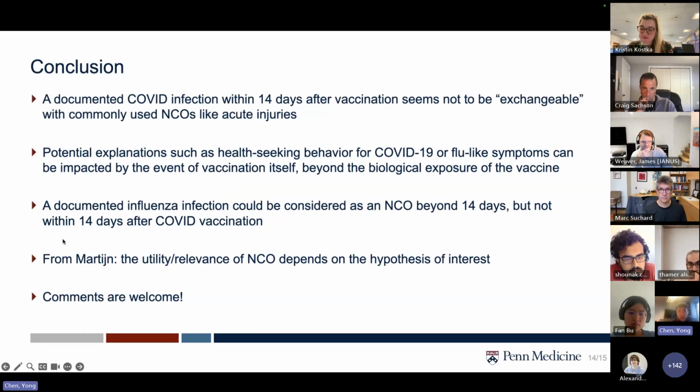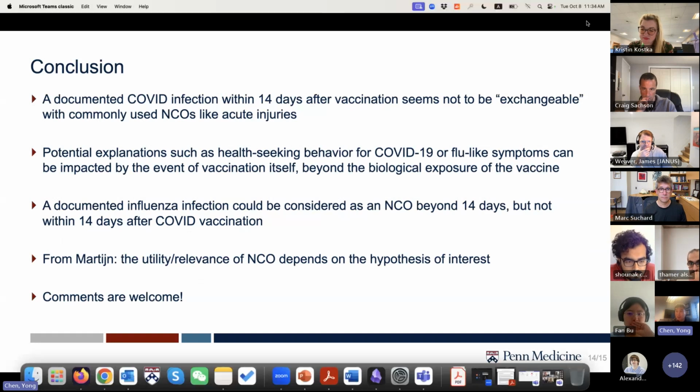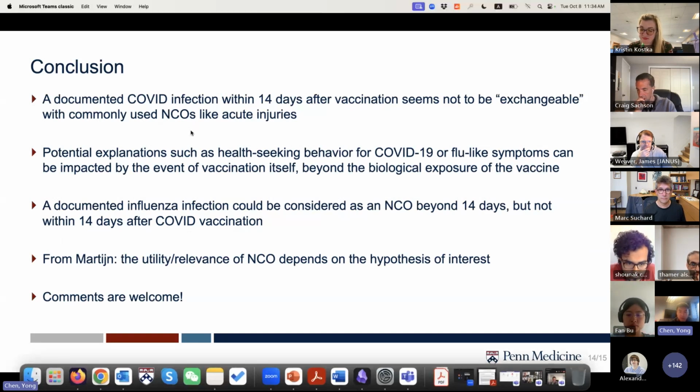So just to summarize, the bottom line is that the documented infection within 14 days at least seems not to be exchangeable with common OHDSI NCOs like acute injuries. A possible explanation is a health-seeking behavior which is time dependent, within 14 days and beyond 14 days. And Martin also offered some comments that in general, the utility or relevance of an NCO really depends on the hypothesis of interest, meaning which type of systematic bias you want to carry over to the outcome of interest so that you want to calibrate.